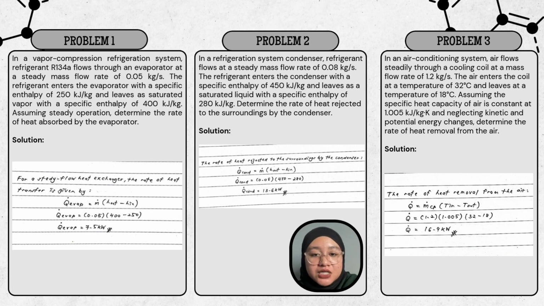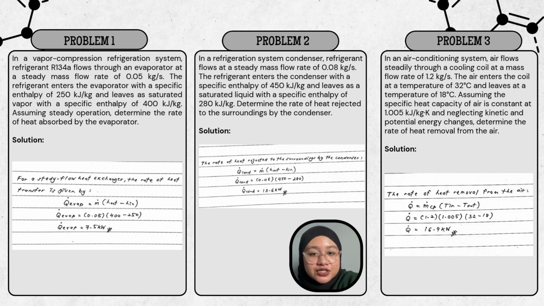We multiply the mass flow rate by the change in enthalpy, which is Q dot evap equals m dot multiplied by h_out minus h_in. Result: applying the values, we get 0.05 multiplied by (400 minus 250), resulting in a heat absorption rate of 7.5 kilowatts. Next, we move to the condenser of a refrigeration system where energy is rejected to the surroundings.